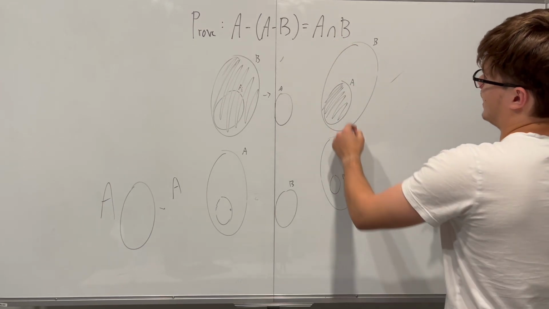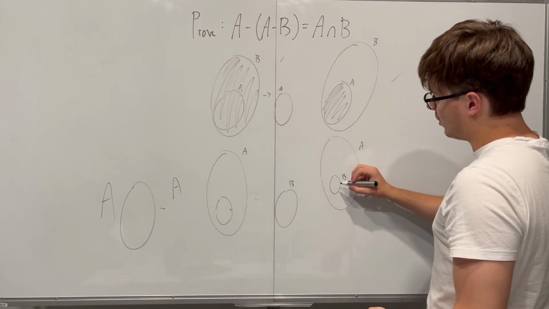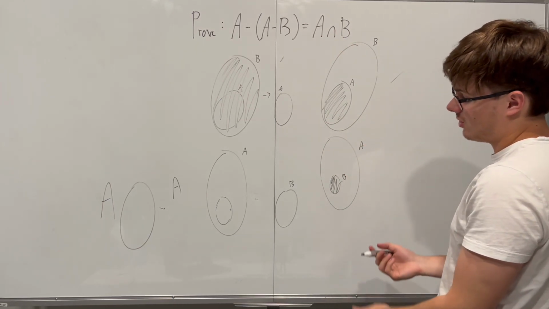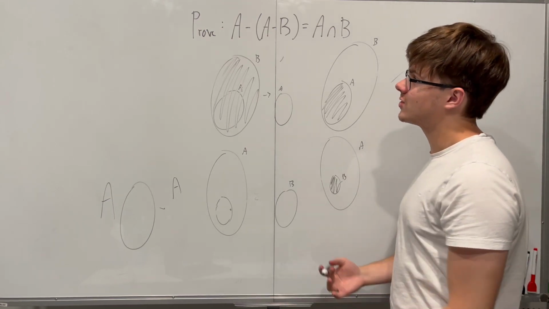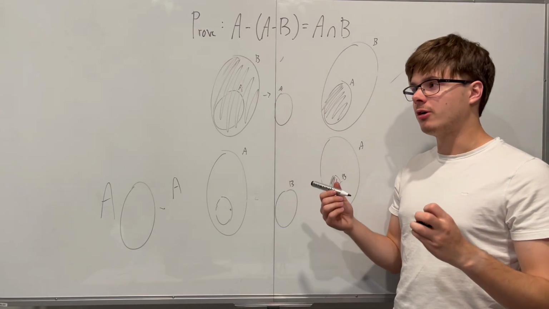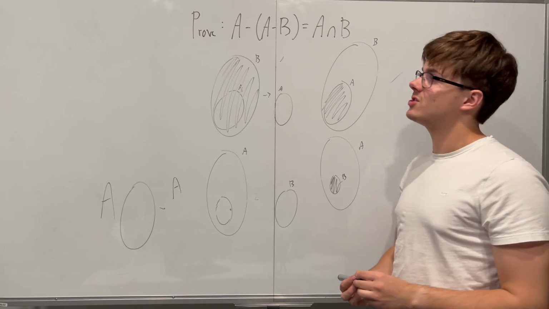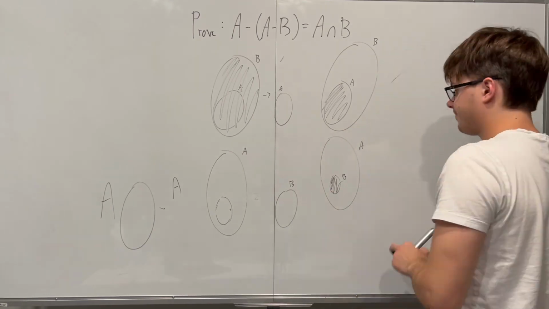What about the right-hand side? Well, what do A and B share in common? Well, it's going to be all of B. So it looks like you're going to get B on both sides. So it does look like this statement is going to be true for all the examples I can think of. So let's go ahead and actually prove this.